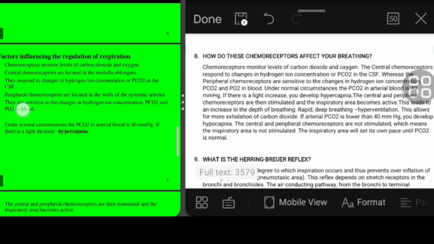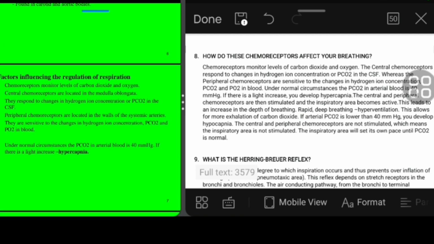So they could ask it as one question of how would these chemoreceptors affect respiration if you have too much and too little carbon dioxide in the body, or they can break it up and ask you either one. If there's too much, what would these chemoreceptors do, and if there's too little, what would these chemoreceptors do?